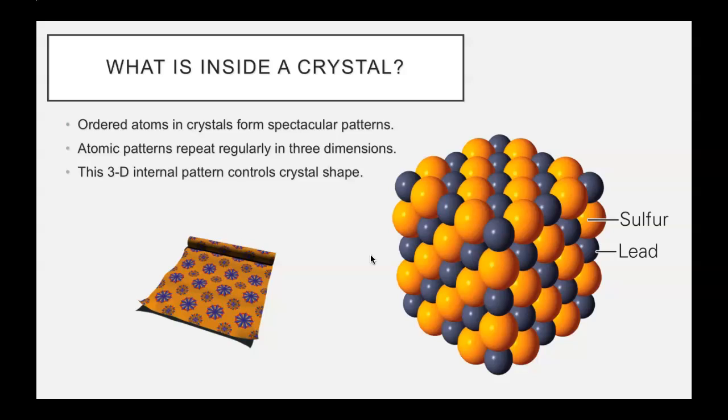If you do change the atomic structure, then it's going to be a different mineral, like the difference between diamond and graphite. It's always going to be the same on the inside. And if you change the sulfur or the lead to a different atom, it's going to be a different mineral.